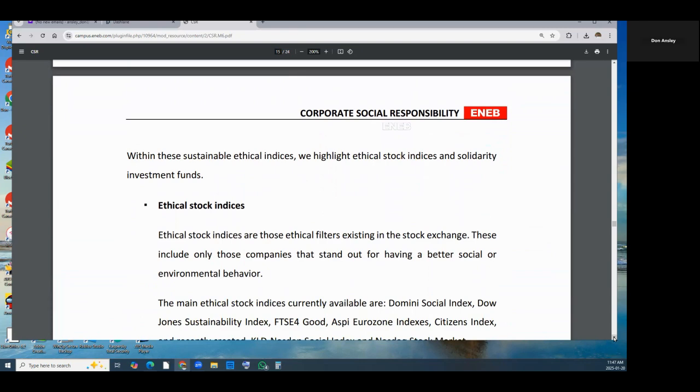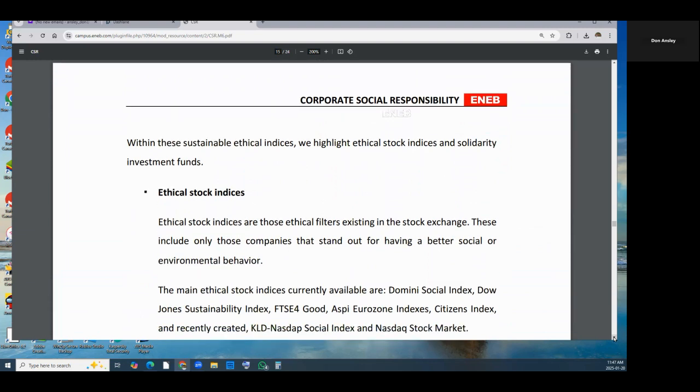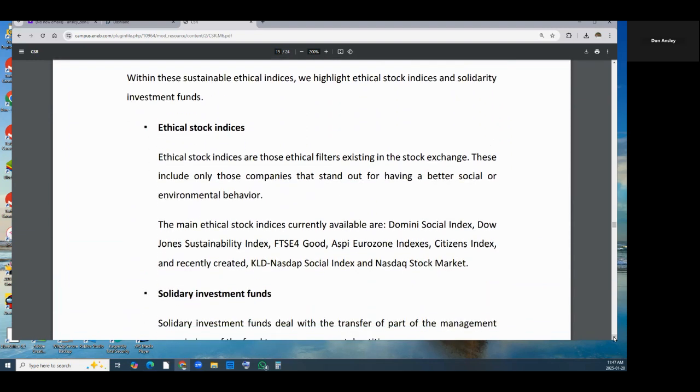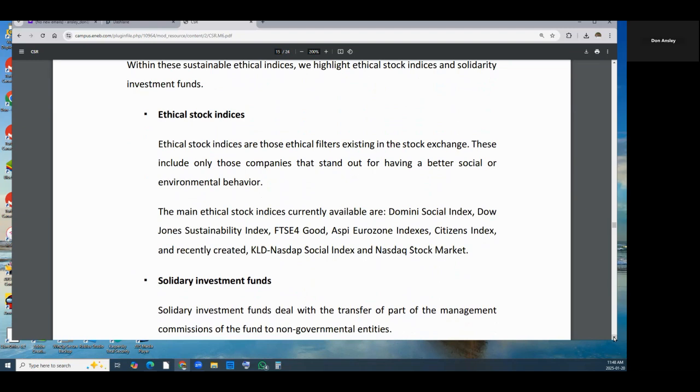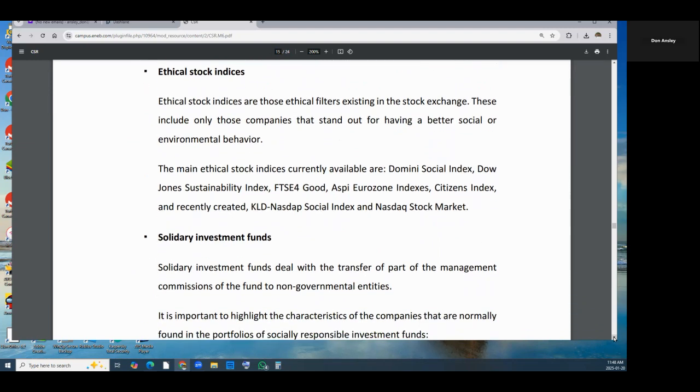Within the sustainable ethical indices, we highlight ethical stock indices and solidarity investment funds. The ethical stock indices are those ethical filters existing in the stock exchange. These include only those companies that stand out for having a better social or environmental behavior. The main ethical stock indices currently available are the Domini Social Index, the Dow Jones Sustainability Index, the FTSE4Good, etc. You see them all here. Eurozone, Citizen Index, recently added KLD, Nasdaq Social, and the Nasdaq stock market.